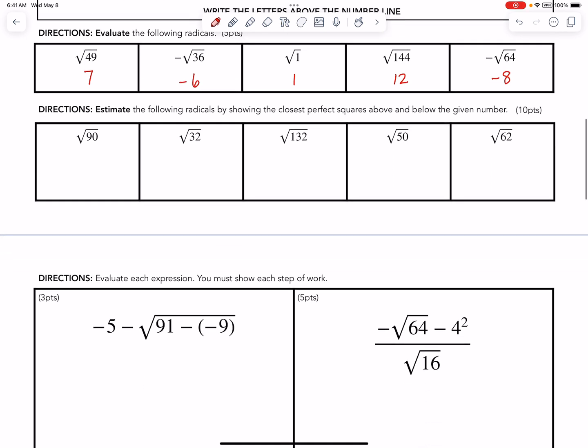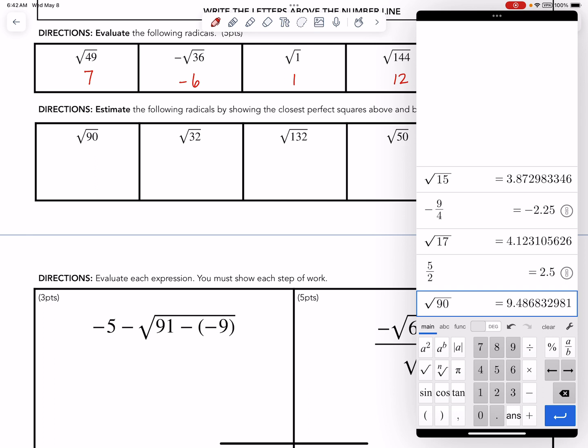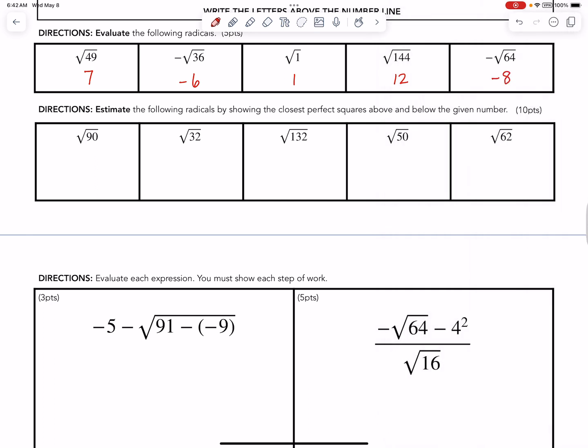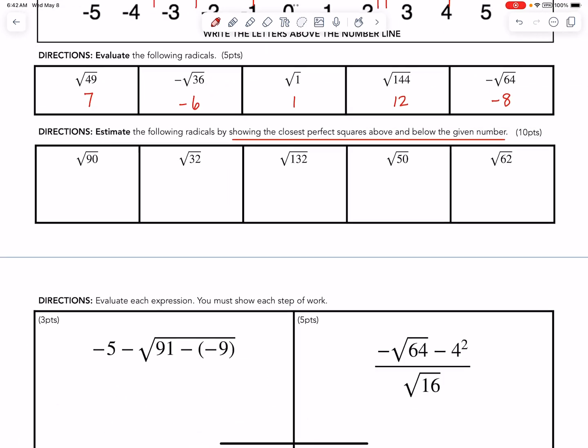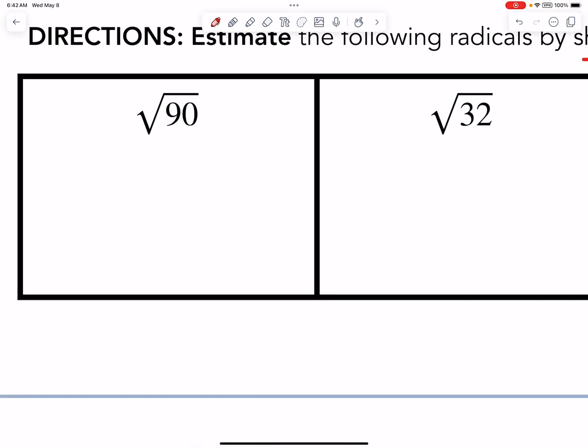All right, now we're estimating. So, I mean, let's be honest. We can see the square root of 90 is 9 point something. It's really close to 9.5. But for this one, I have to show the closest perfect squares above and below the given number. Okay, so that's something I have to do, which is also called show your work. Okay, that's why it's 10 points. You get a point for each answer and a point for your work for each one. Okay, so remember what we did here.